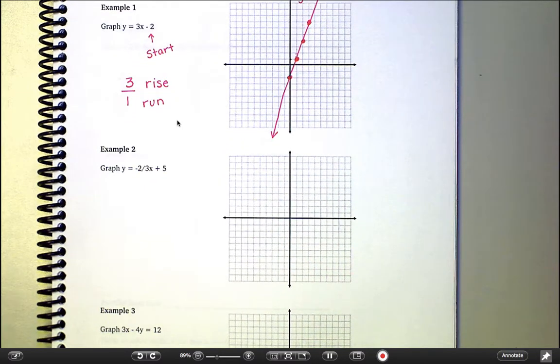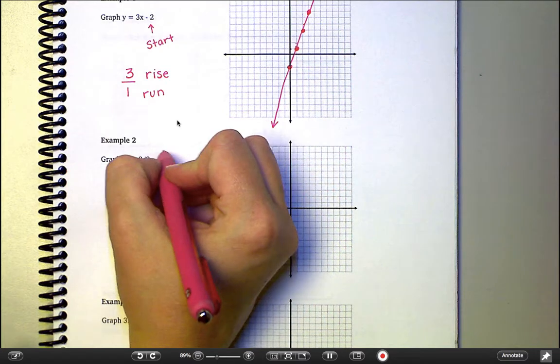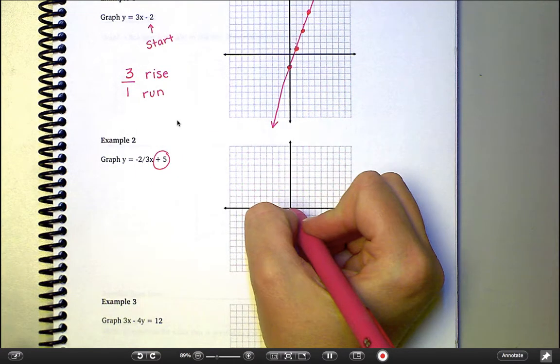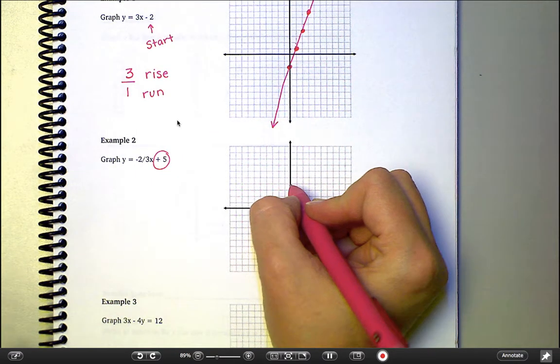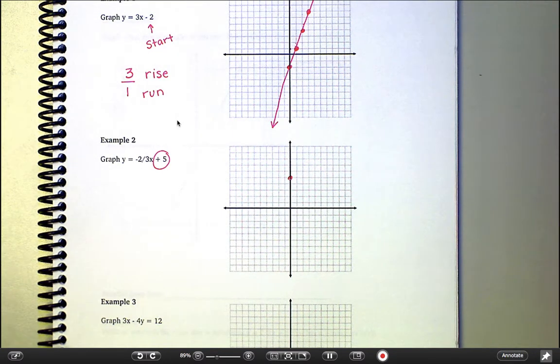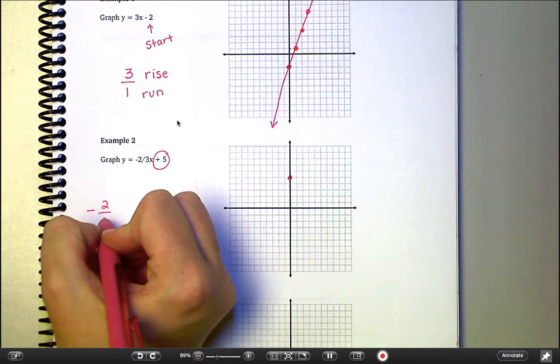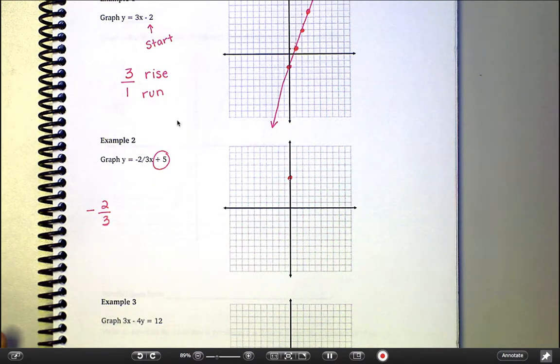So for the next one, let's think about where we're going to start. We're going to start at the positive 5. And again, that's on the y-axis. So 1, 2, 3, 4, 5. Now the slope on this one's a little trickier. Our slope is negative 2/3. So we have to decide, does that negative belong on the top or does it belong on the bottom?